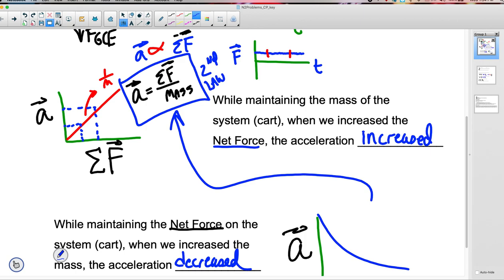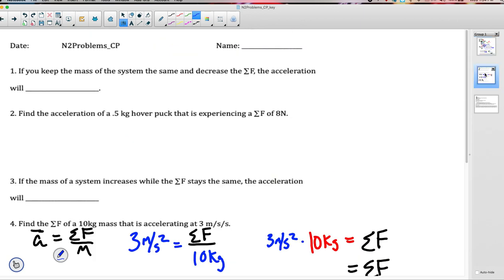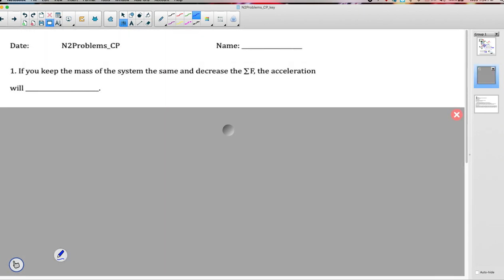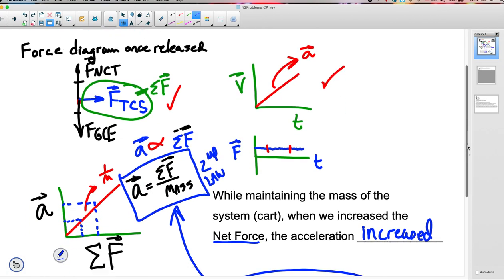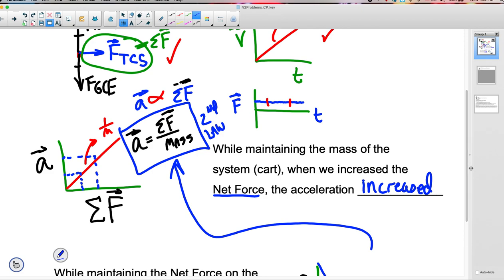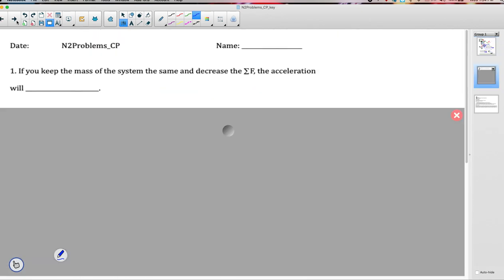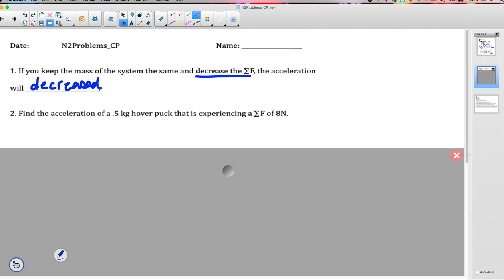So how can we use that to solve problems? For the homework for today, it says if you kept the mass of the system the same but decreased the net force, well, that's the opposite of what we did over here, right? We said as the net force got bigger, the acceleration got bigger. So if the net force got smaller, the acceleration would get smaller. So if you decrease the net force, the acceleration will decrease as well. If we had said, if we increase the net force, the acceleration would increase.